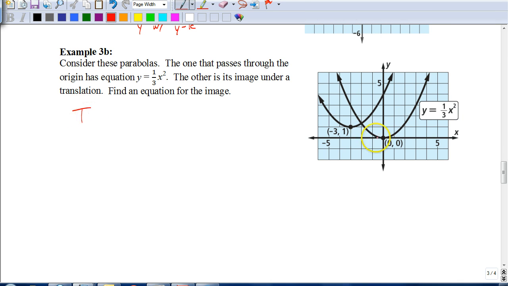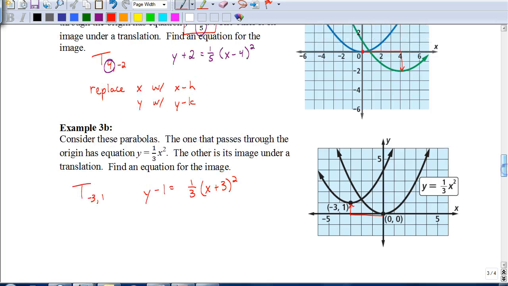Okay, so this one has a translation of negative 3, positive 1. In fact, they give it away by giving you the coordinate here, because remember that's the point h, k. So my equation would be y minus 1 equals 1/3, and then it'll be x plus 3 being squared. Okay, so that reviews how to apply translations.